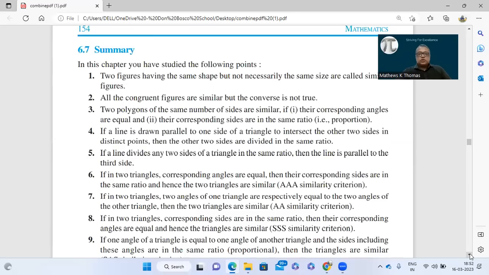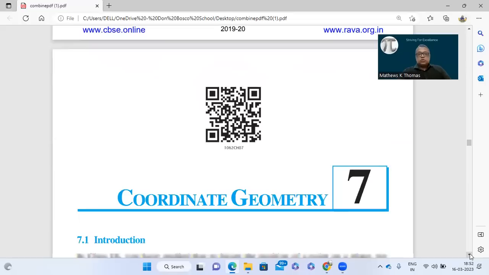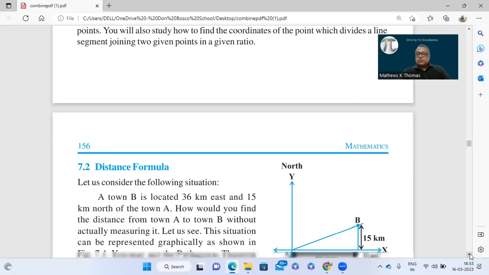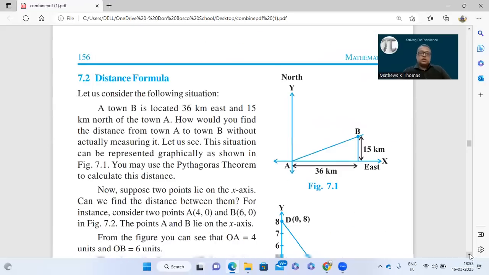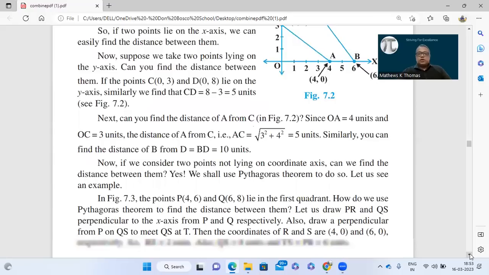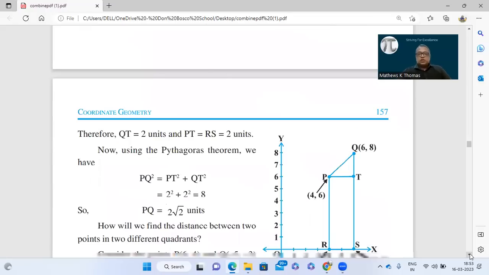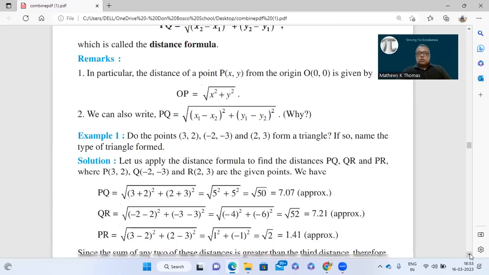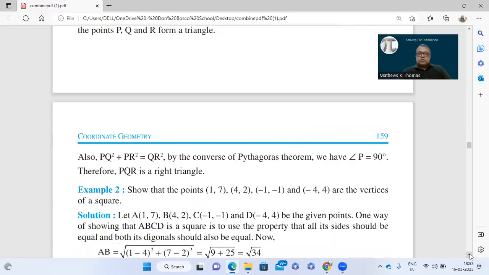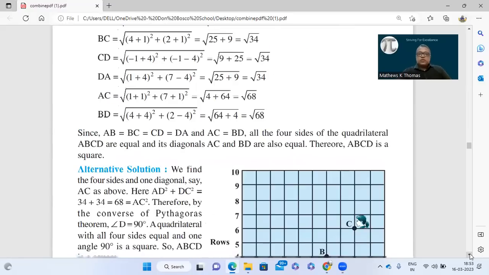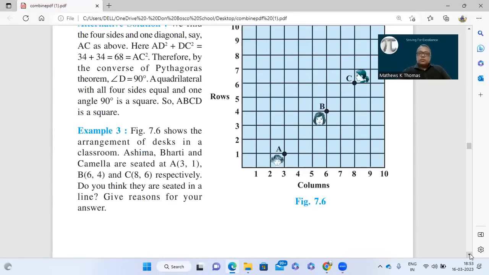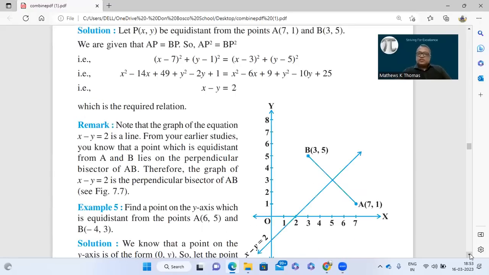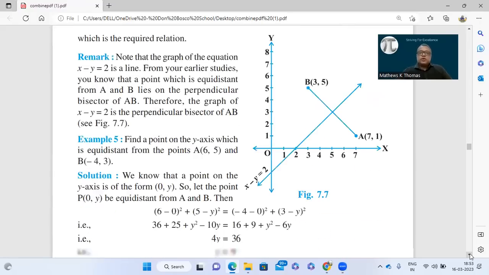So then we go further to chapter 7, that is coordinate geometry. In coordinate geometry, there are two formulas. One is the distance formula and the other is the section formula. Both the formulas need to be done. So in the distance formula, you have to use root of (x2 minus x1) whole square plus (y2 minus y1) whole square. That is the formula that we are going to use. And the section formula, x is (m1 x2 plus m2 x1) divided by (m1 plus m2).